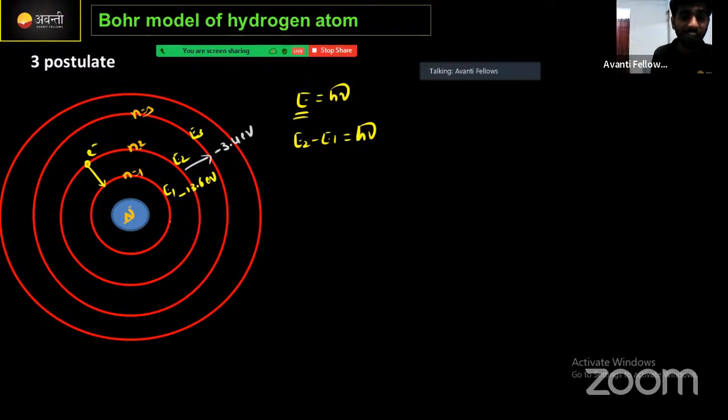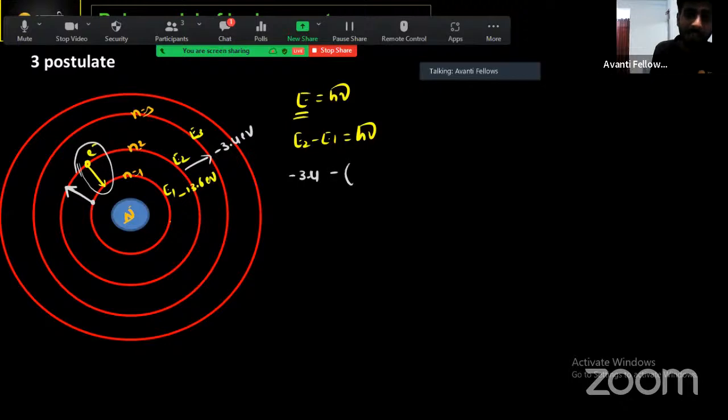Now we'll check how much energy is required to move this electron from the ground state to a higher energy state. Emission of radiation means we have to send this electron from the ground state to a higher energy state. Energy of level 2 is minus 3.4 electron volt minus the first energy state E1, minus 13.6 electron volt, is equal to h nu. Minus into minus becomes plus, so 13.6 minus 3.4 becomes around 10.2 electron volt.